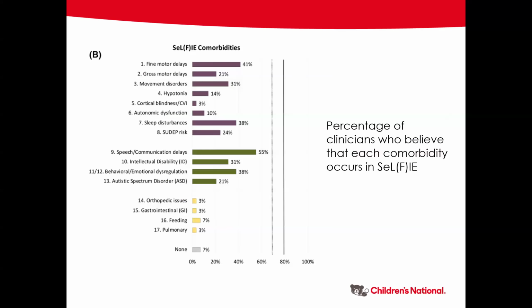So for SELFIE, even SELFIE is probably not free of other comorbidities, so it's not a benign type of epilepsy. Some of these patients, at least this is the proportion of clinicians who felt that each comorbidity occurs in SELFIE. And again, it may not be entirely without other comorbidities or other problems, including things like hypotonia, motor speech delays, intellectual disabilities, autism, and other things.